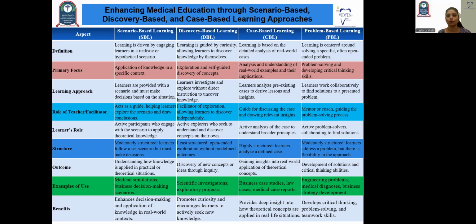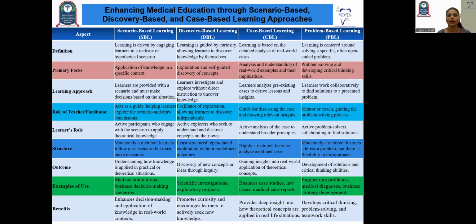The outcome of scenario-based learning is understanding how knowledge is applied in practical or theoretical situations, and discovery of new concepts or ideas through inquiry in discovery-based learning, and gaining insight into the real world application of theoretical concepts in case-based learning. Development of solutions and critical thinking abilities in problem-based learning.